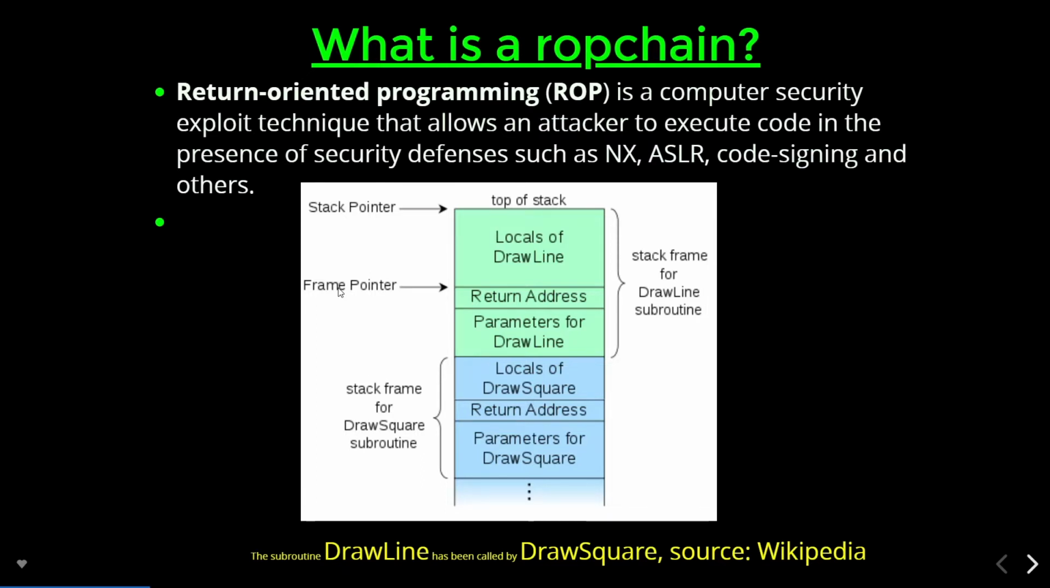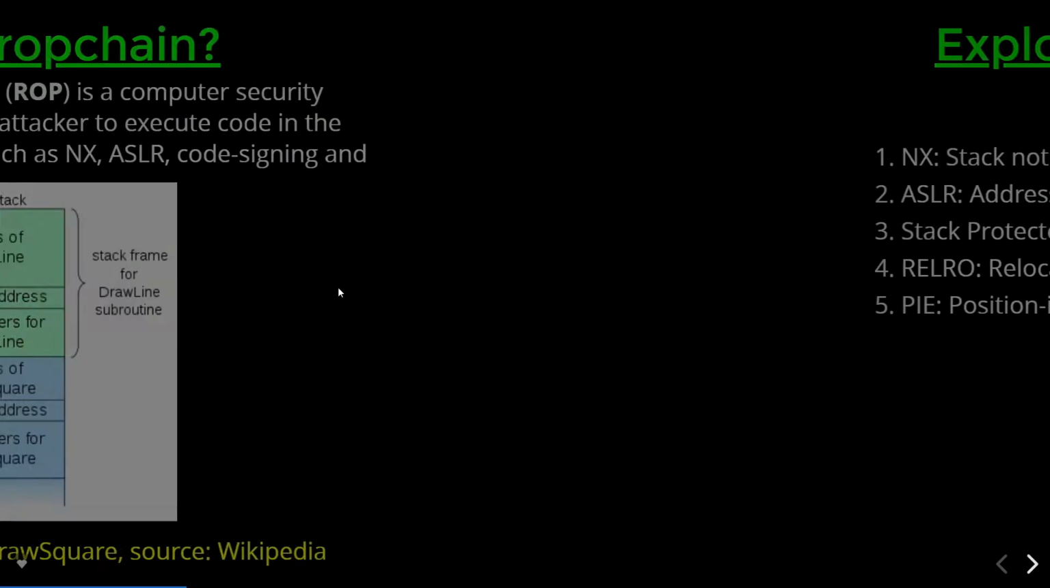That was the birth of ROP, where attackers were trying to hack these programs. After NX and ASLR and code signing were introduced, they had no way to exploit buffer overflow vulnerabilities, and that's when they discovered, or someone might have tried, to exploit using ROP.